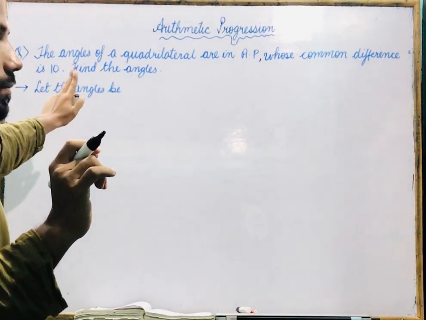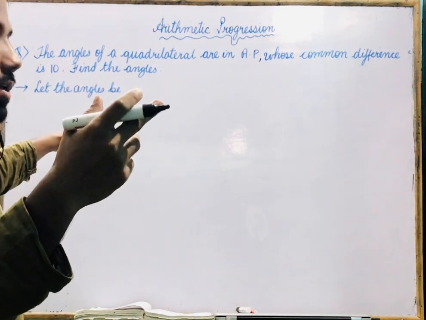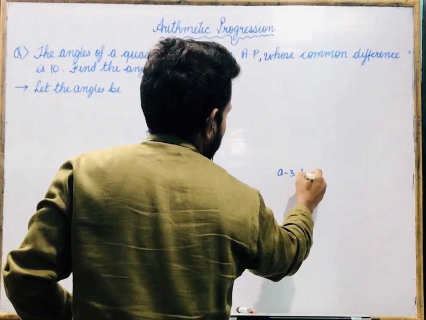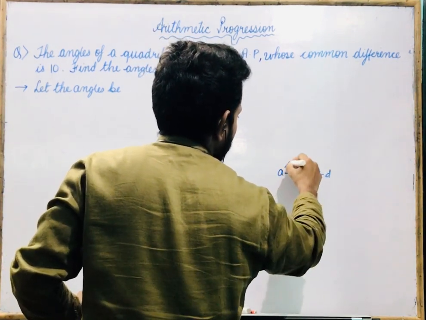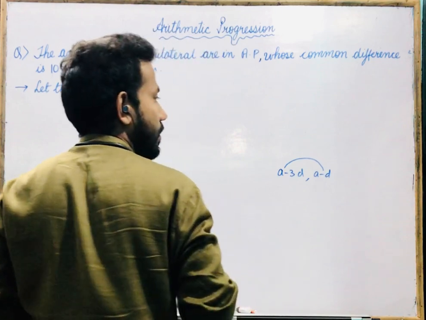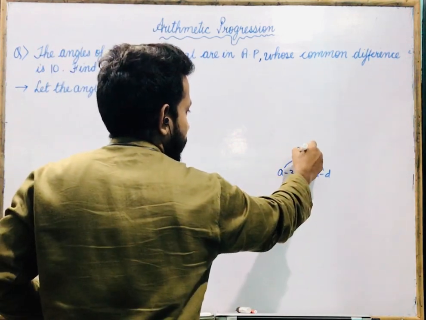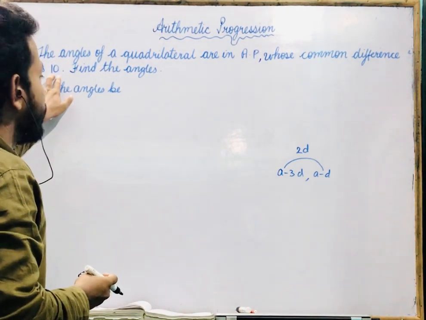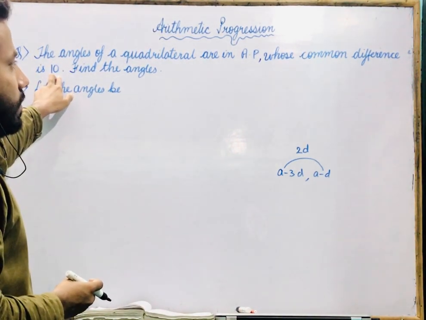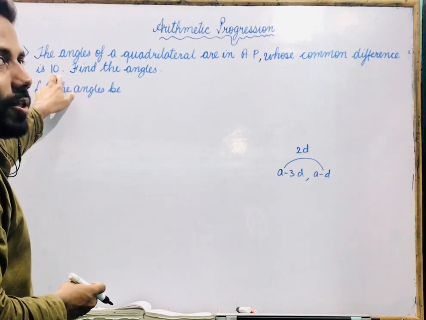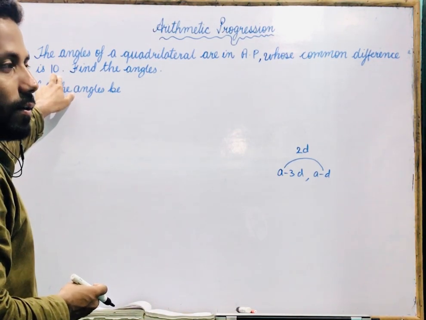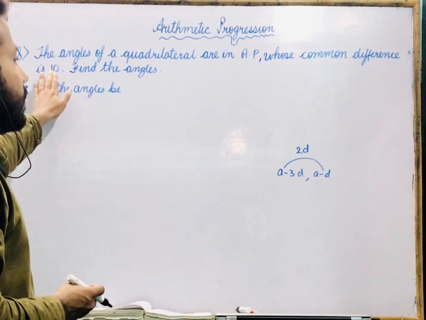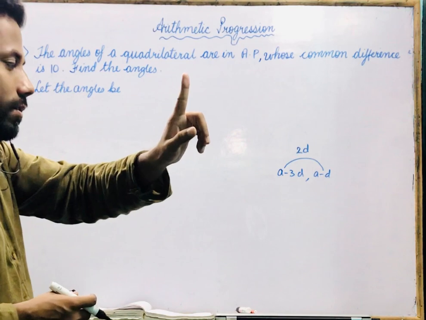If you take it like this, a minus 3d and a minus d, what is the common difference between these two? This is 2d, and here 2d is equal to how much? 10. So can it be possible that 2d equals 10? It should always be d equals 10. Yes or no?